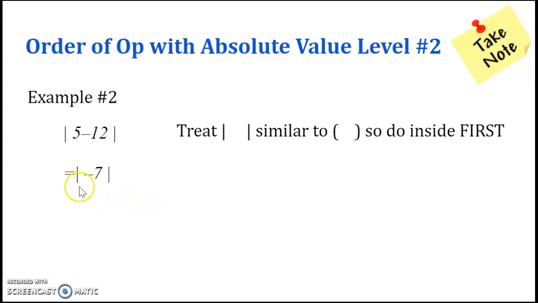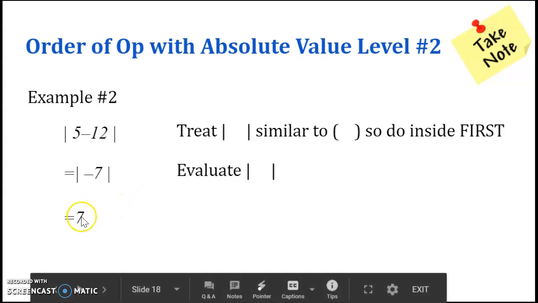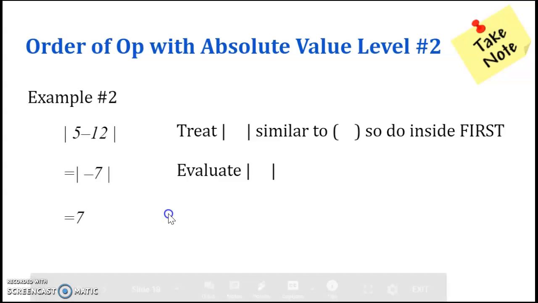Now we still have the absolute value symbol because we have not evaluated the absolute value of the number yet. So this is where we evaluate the absolute value of negative 7. How far is negative 7 from 0? It's just 7 units away, right? That's what absolute value is. So it's also 7. Notice that examples 1 and 2 both have the same answers.